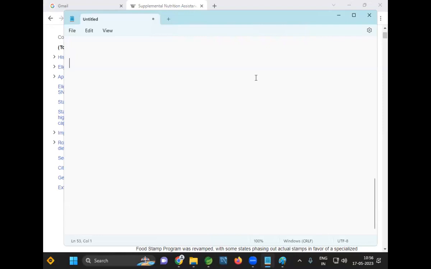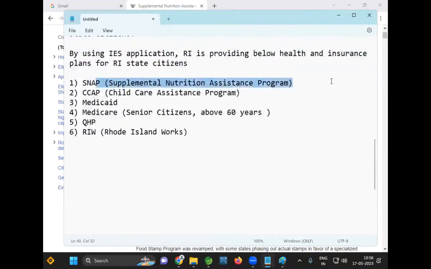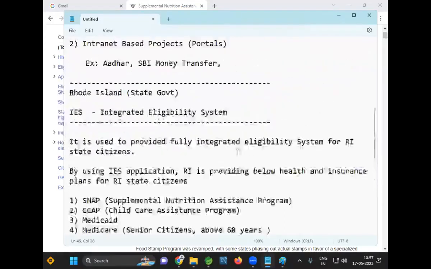What is the SNAP? Supplemental Nutrition Assistance Program, that is a food program. What is CCAP? Child Care Assistance Program for kids. What is a Medicaid? Health plan. What is Medicare? Senior Citizens Plan. What is QHP? Commercial plan. Commercial, we have to purchase it. What is RIW? Rhode Island Works. That is an unemployment plan.